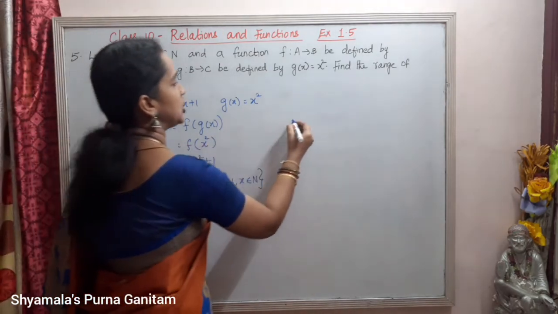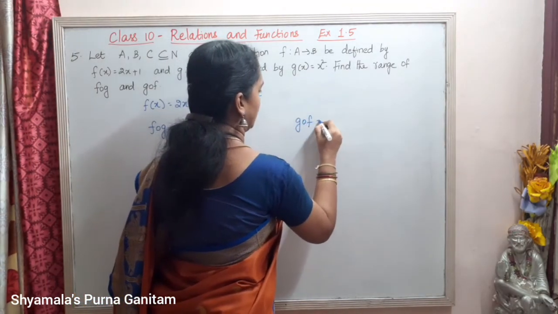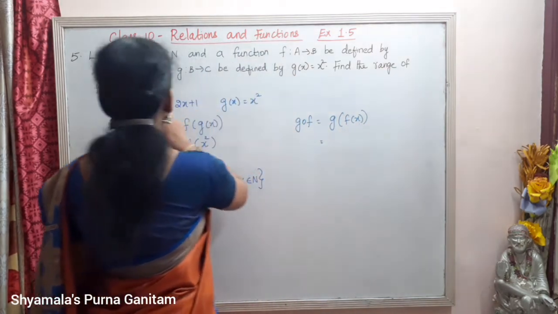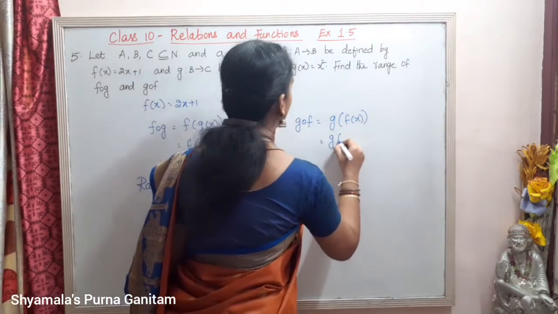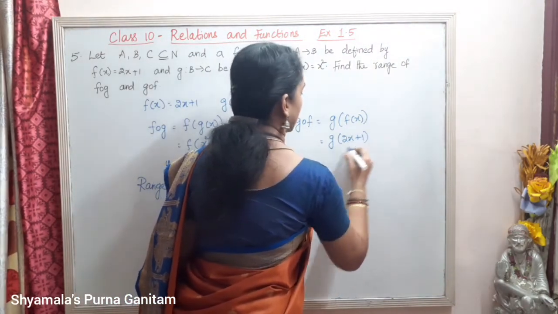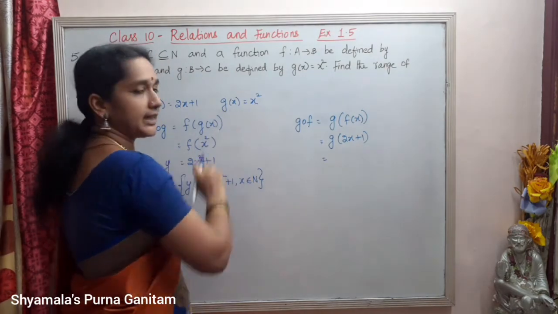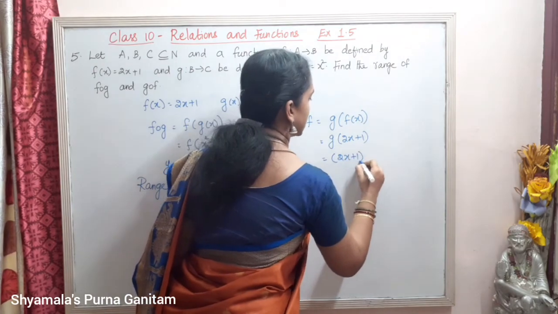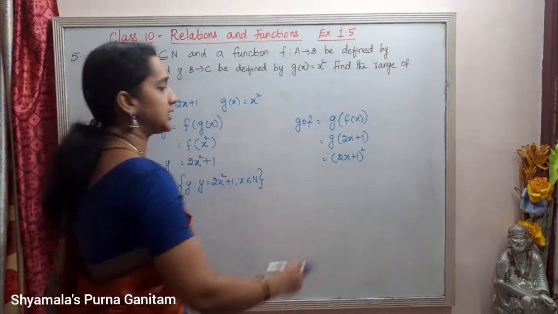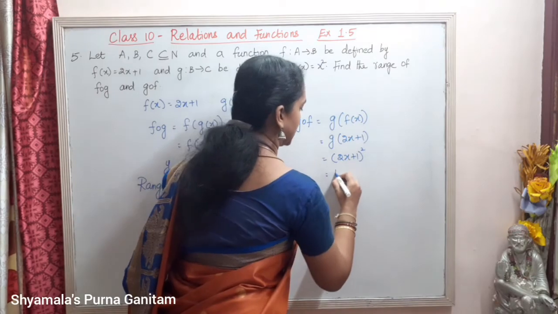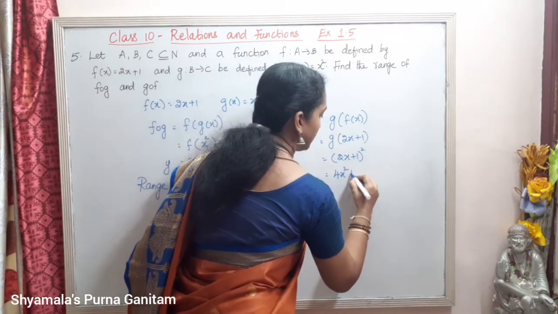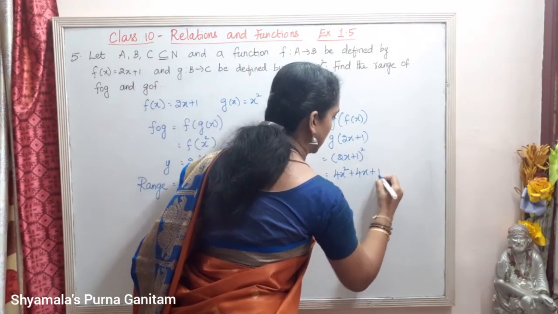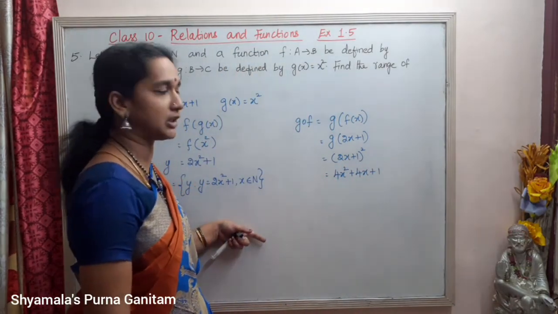The same way g of f also we will find. So g of f is equal to g of f of x. So what is f of x? F of x is 2x plus 1. So if g of x is x squared, instead of x we will substitute 2x plus 1, the whole square. So this one is (a plus b) the whole square. So a squared is 4x squared, plus 2 into 2x into 1, so that is 4x, plus 1. So we expand this using a plus b the whole square.